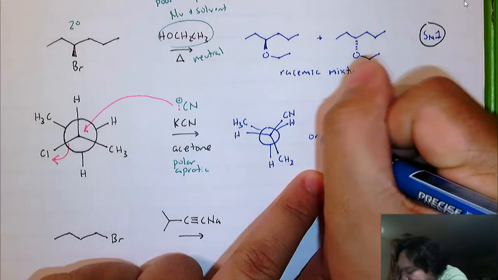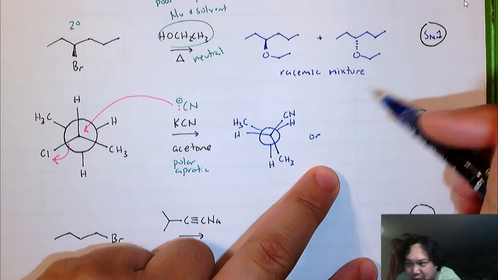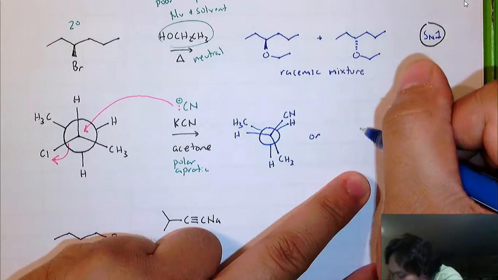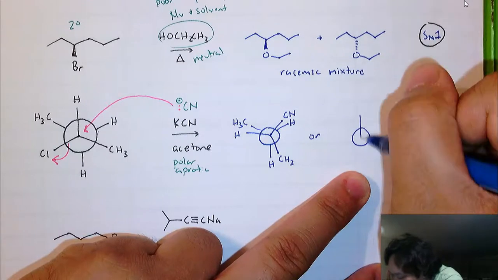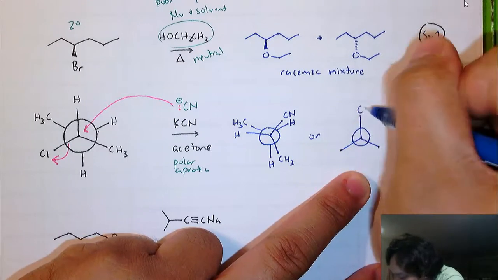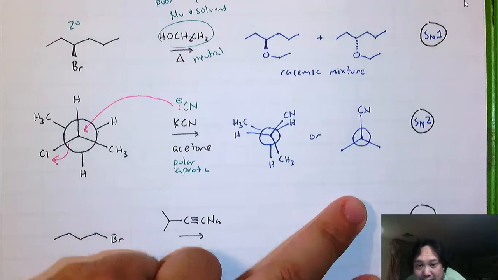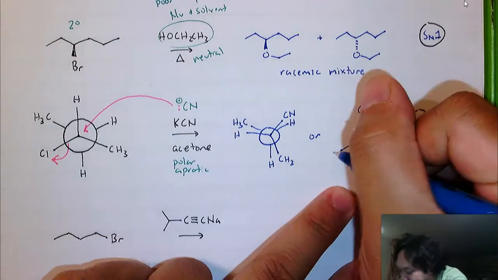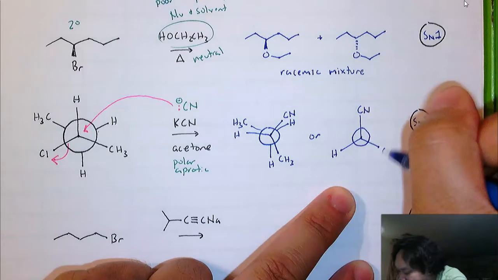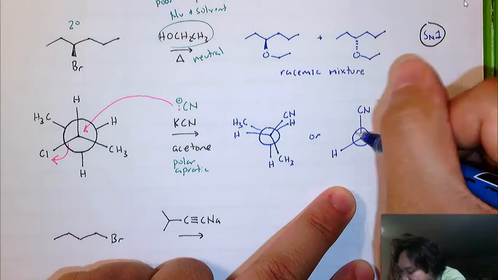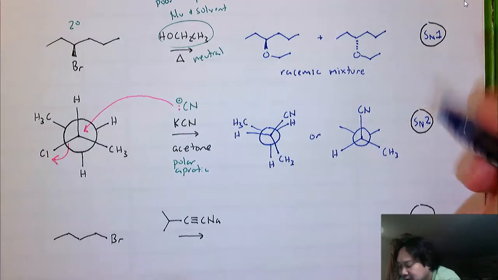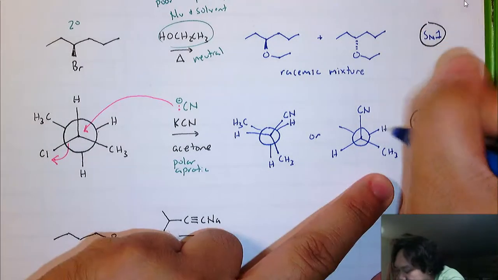Now, if you really want to draw the more stable conformation, just rotate the front carbon and maybe put the CN group on top. But when you do that, do you know where the H and methyl group go? They have to go H here, methyl group here. If you do the reverse, you did not do backside attack. Okay? That's why it does make a difference.